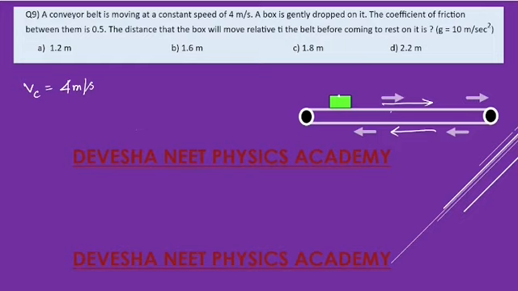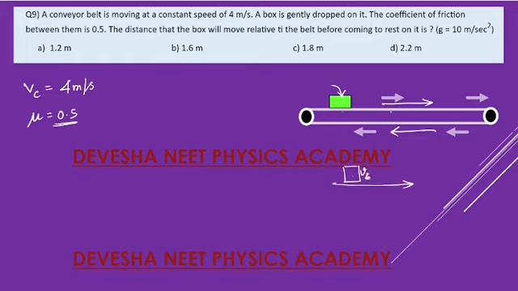Now a block is gently dropped on this belt. There is friction acting on this, so mu is equal to 0.5. What is the distance that the box will move relative to the belt before coming to rest? Now let's see what will happen. Imagine this conveyor belt is moving like this. If the block falls on this, it has its own velocity, a minimal velocity, but it has some kind of velocity.